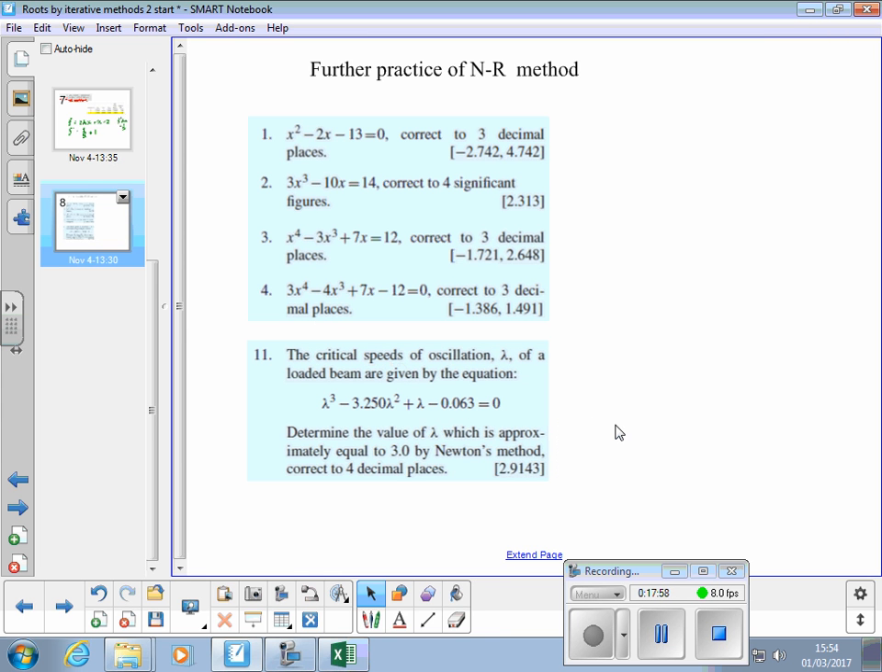Okay. There are some more there for you to have a go at. Right. That last one looks tricky because it includes a funny Greek letter called lambda, but it's really no different. It could equally be x. And you've got a cubic in the assignment to do. Okay, but obviously you need to be able to differentiate the functions to be able to do the method.